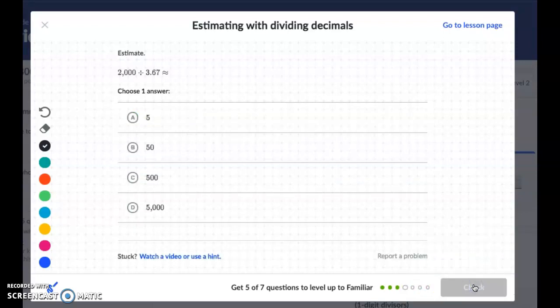20,000 divided by 3.67. So 3.67, I'm going to round. When I think about those with decimals, I think about money. So $3.67 would be really close to $4. So then to solve this, I'm going to do 20 divided by 4 is 5, and then I have my 2 zeros. So 20,000 divided by 4 is 500.